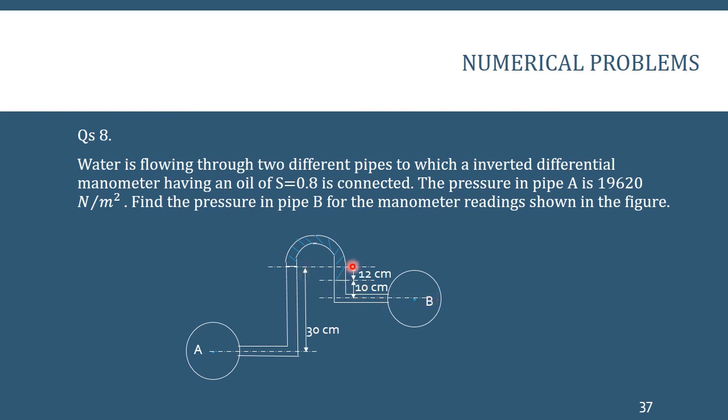All the distances are given to us. Now, where to take the line XX? In the case of an inverted differential manometer, XX is taken on the upper interface. There are two interfaces here and here. XX is usually taken on the upper interface, and that is the only difference in the case of an inverted differential manometer. So let's see how this problem is done.